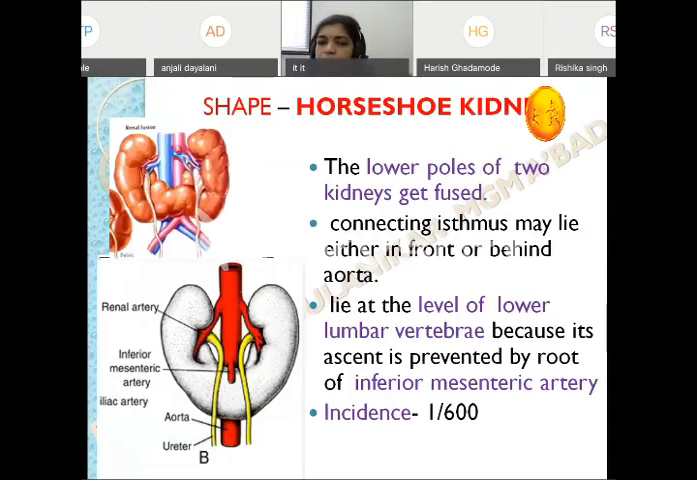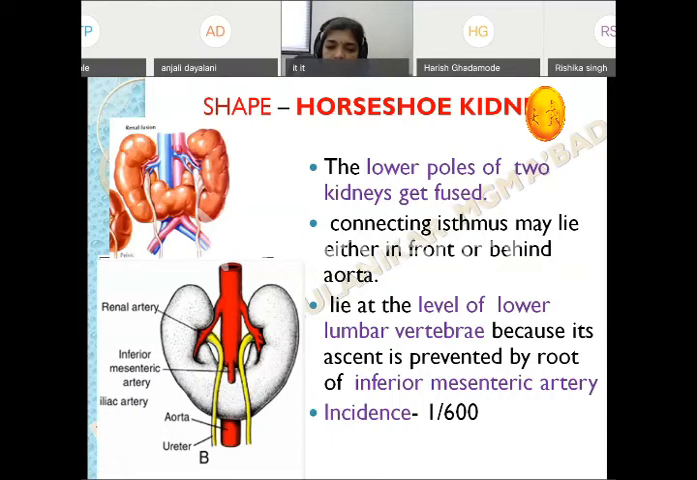Many times a short note comes on congenital anomalies of the kidney only. So you should be able to enumerate all with the important features. According to shape, there are different shapes of kidney. You can see here the horseshoe kidney. What happens here? The lower poles of these two kidneys get fused, and this connecting isthmus which is formed develops either in front of the aorta or behind the aorta. Most of the time it is in front of the aorta, and this kidney remains at the lower lumbar region.